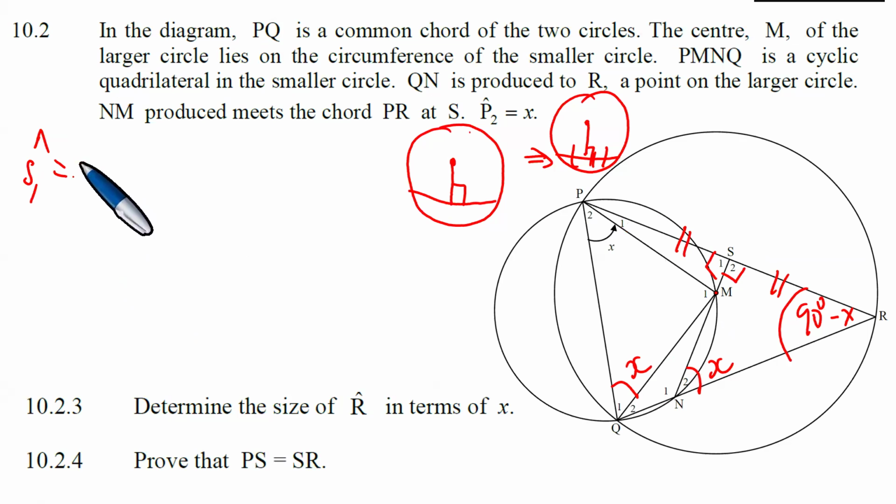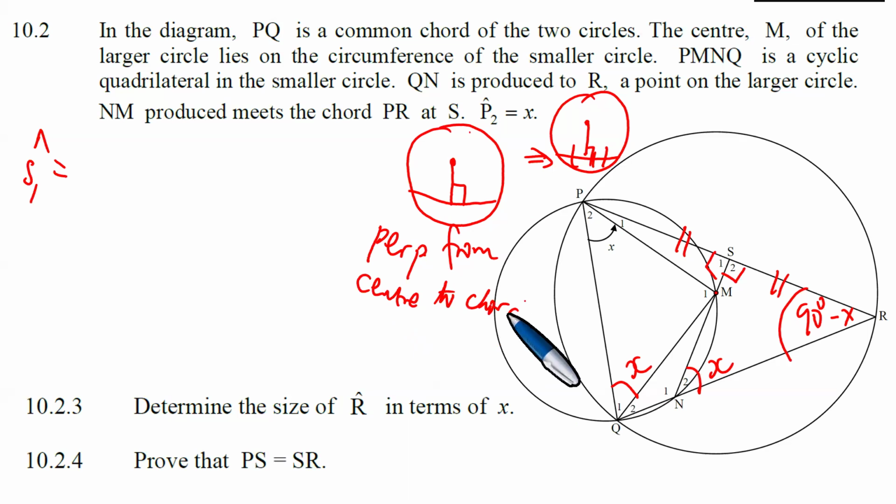Okay, we say that a perpendicular from center to chord bisects the chord. So if M is the center, and there's a line from the center to a chord, and this line is perpendicular to the chord, then it bisects the chord. So you need to prove perpendicularity: that S1 is 90 degrees or S2 is 90 degrees, or both. In this case, the angle S1 is equal to 90 degrees minus X plus X.